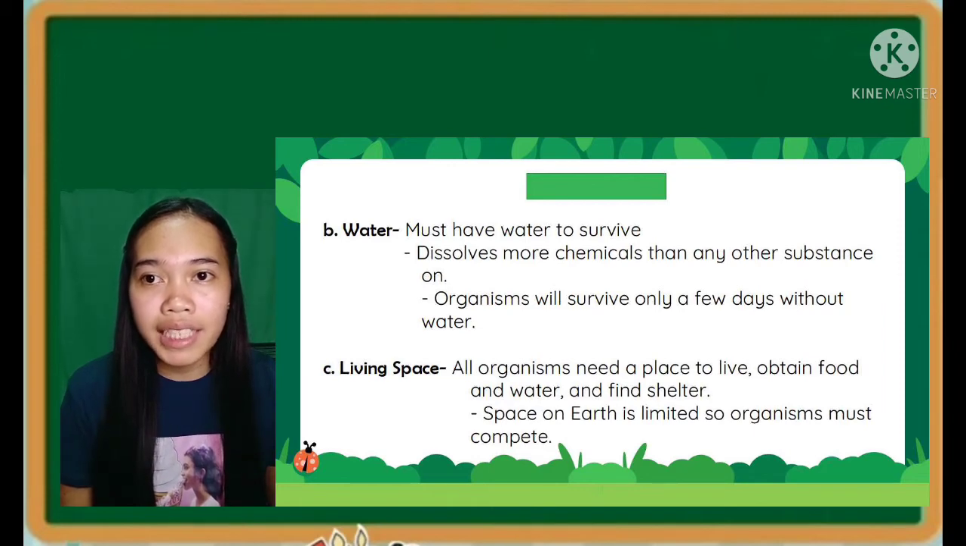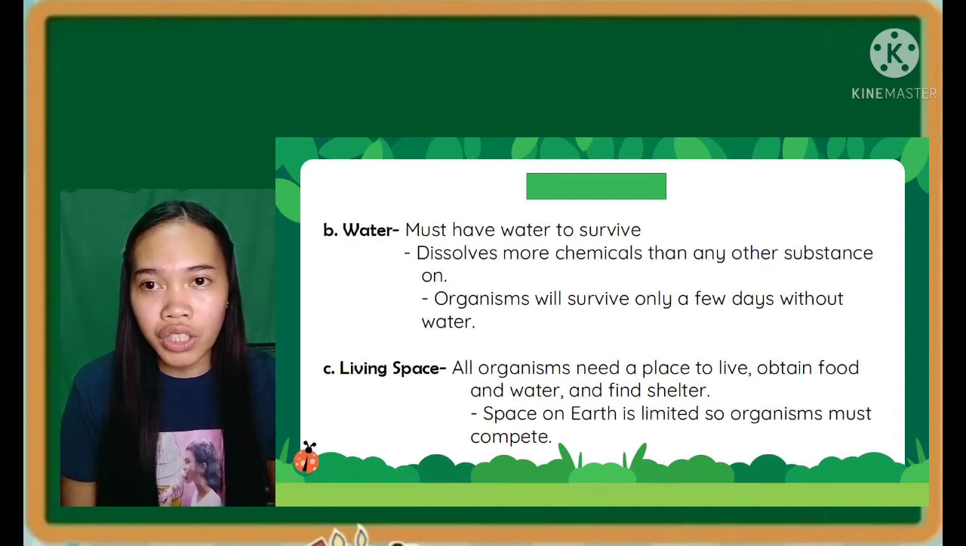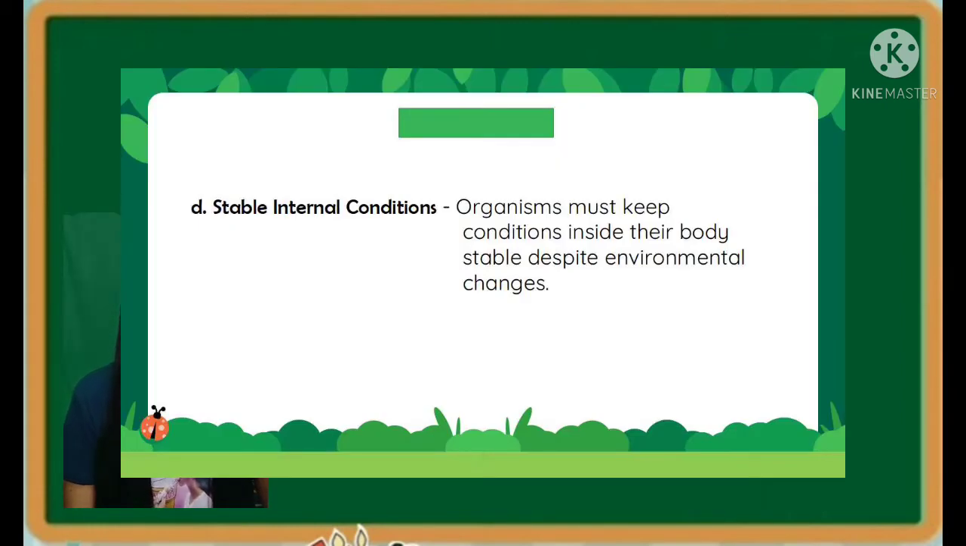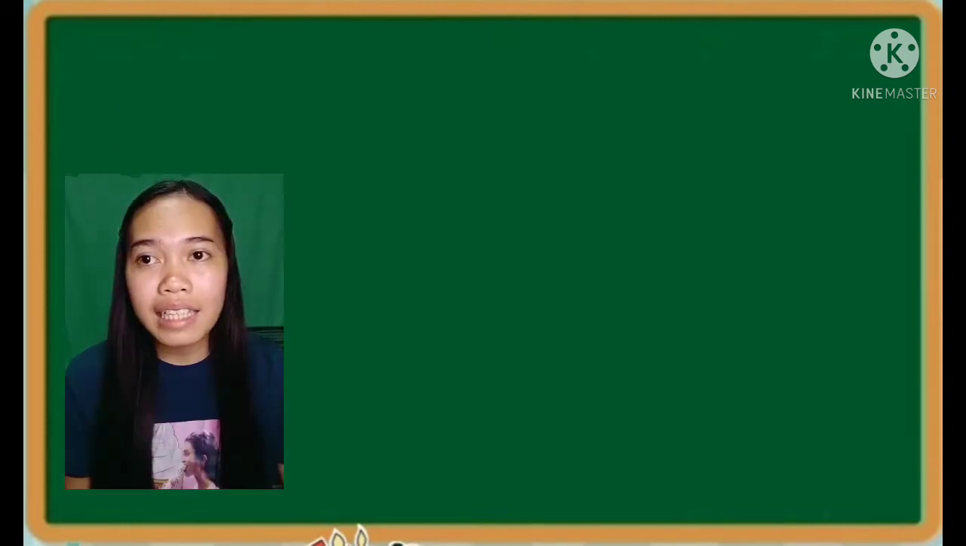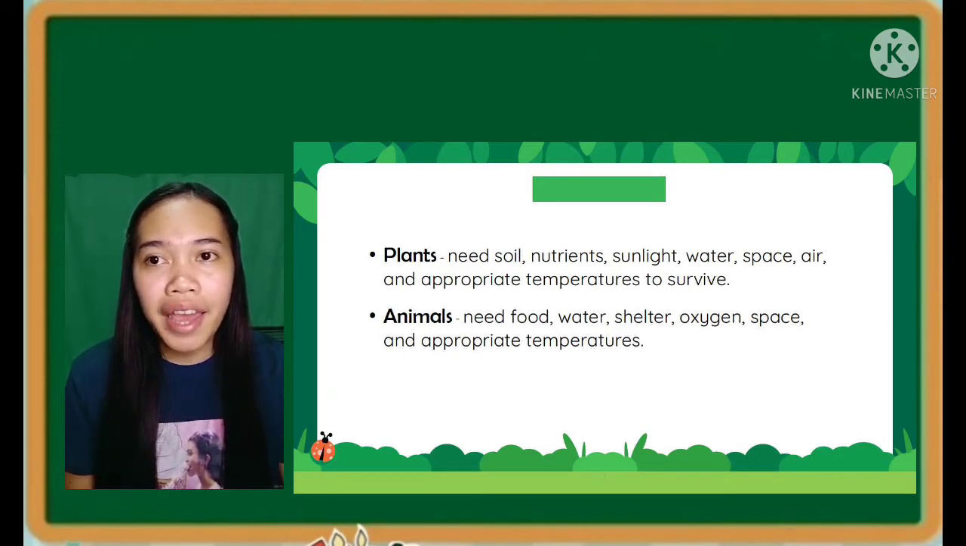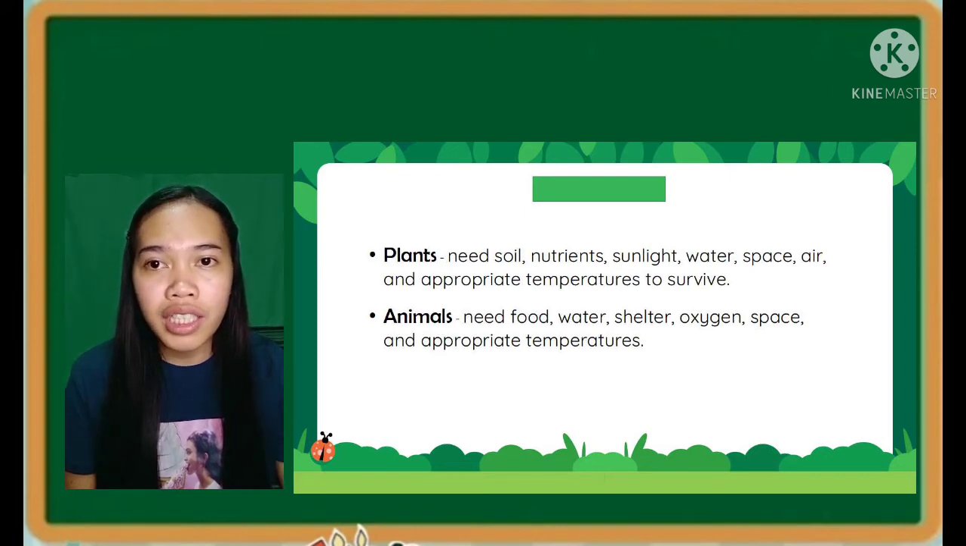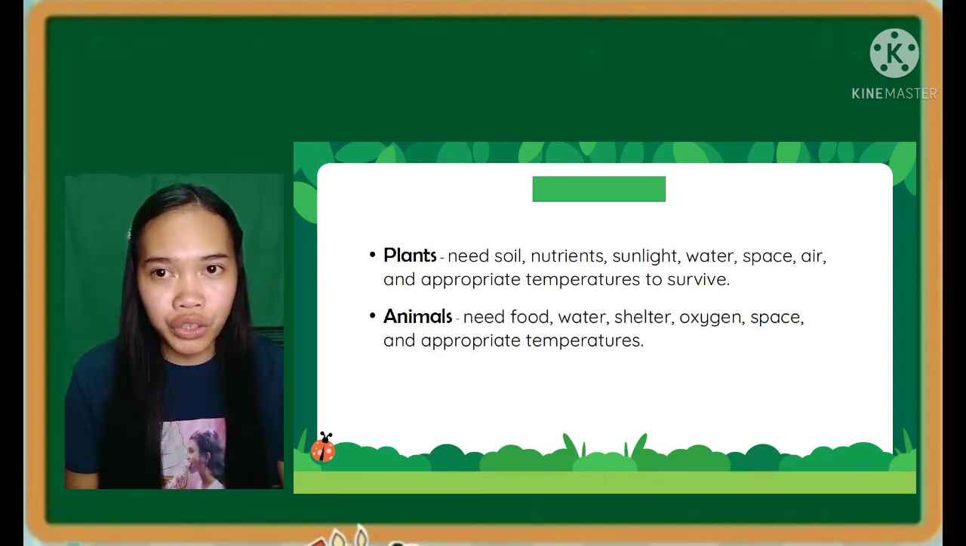Then, stable internal conditions. Organisms must keep conditions inside their body stable despite environmental changes. Every living organism needs the ideal temperature to survive either on land or in water. Plants need soil, nutrients, sunlight, water, space, air, and appropriate temperature to survive. And animals need food, water, shelter, oxygen, space, and appropriate temperatures. So those are the basic needs that we identify for humans, plants, and animals.